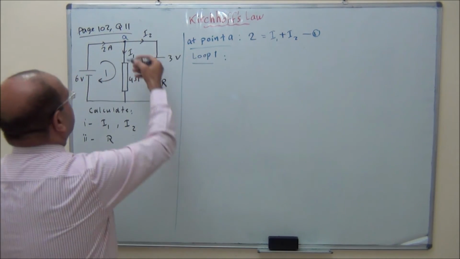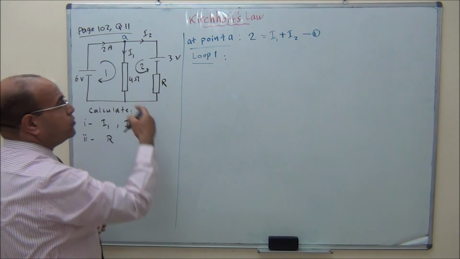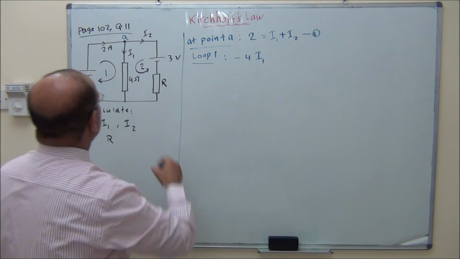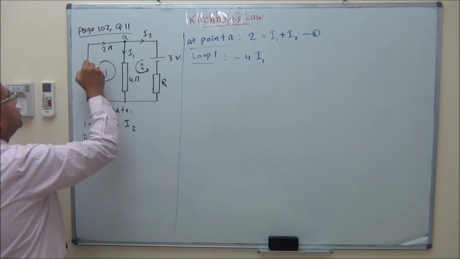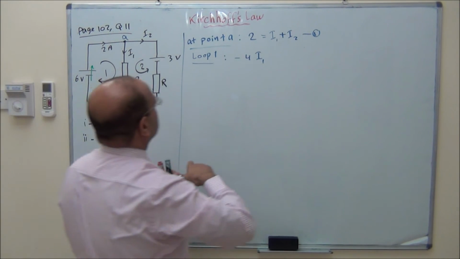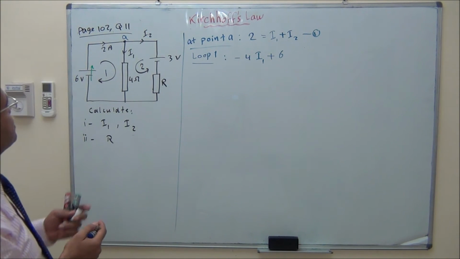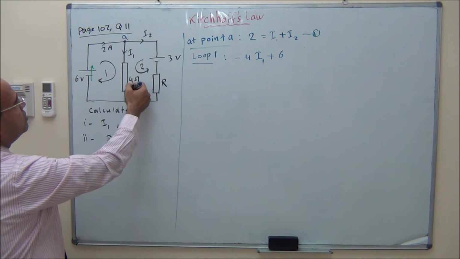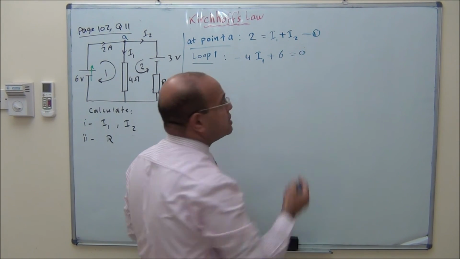Now, start from the point A. We have the current I1 and the resistance is 4, so it's negative 4 I1. Now, in this direction, take care. This is the positive of the electromotive force. It is in the same direction as the loop, so it's positive 6. So negative 4 I1 plus 6. Nothing else, just the current through the resistor and the electromotive force. So the sum equals 0.